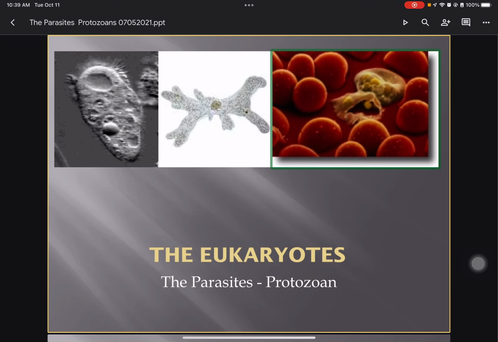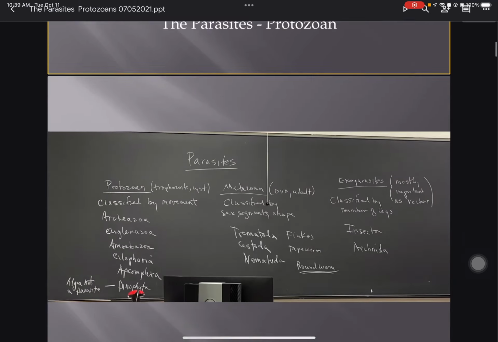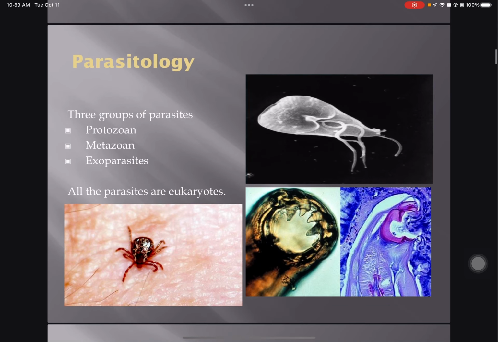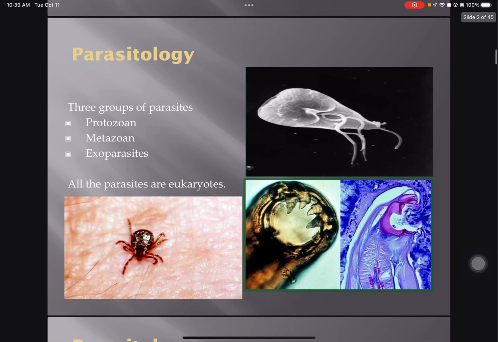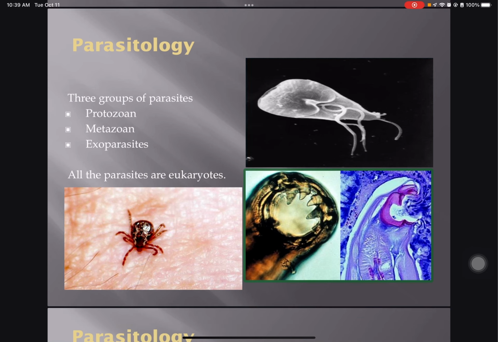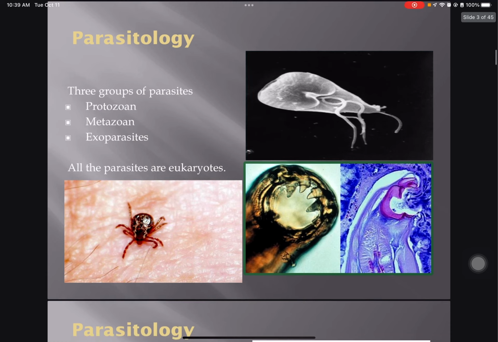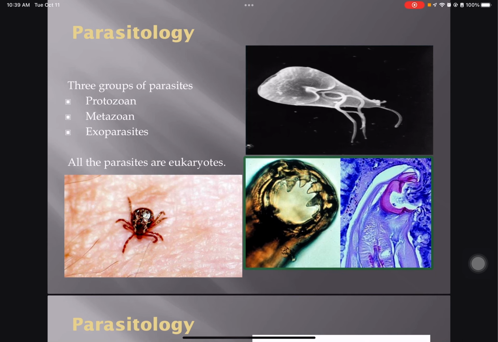Okay? So let's talk about them. There are 3 different groups, right? Protozoans, the metazoans, and the exoparasites. This is an example of a protozoan, a single-celled organism with 1 single nucleus. These are metazoans. This happens to be a roundworm called Necator americanus. It's a hookworm, and it's got things that look like teeth. They're not exactly like our teeth, but they act like our teeth. They chomp and they hold on to things.